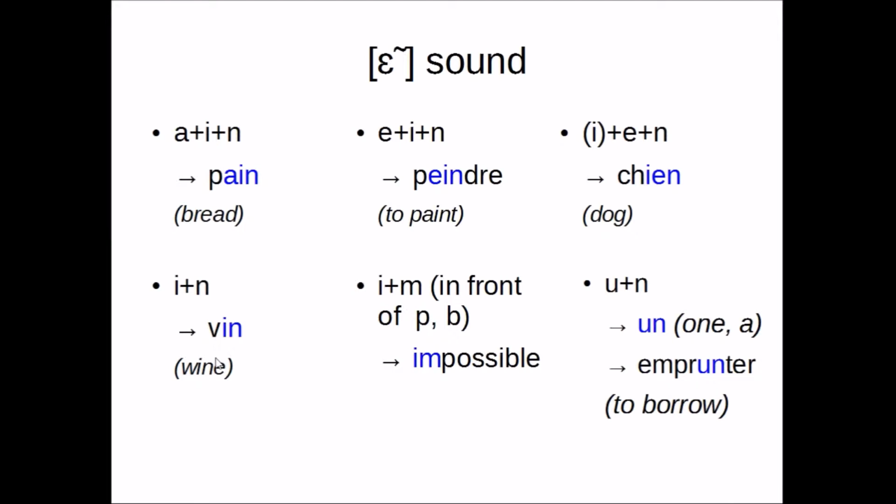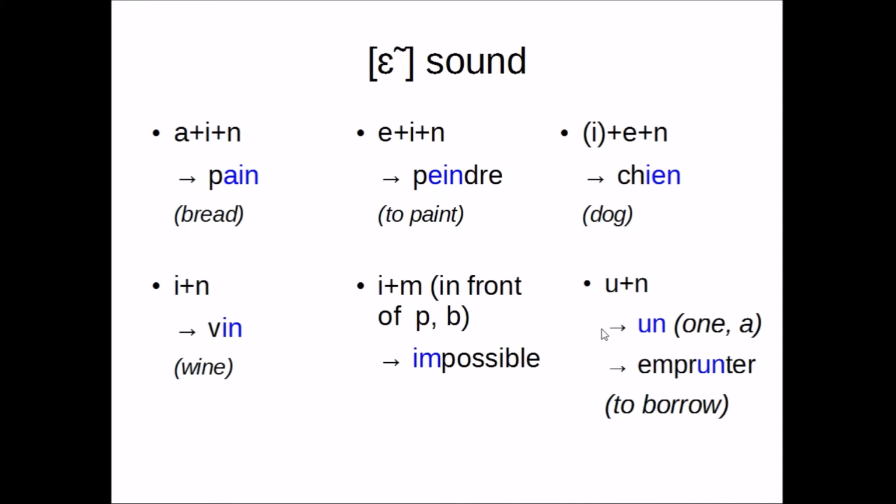If the I followed by an N is followed by a P or a B, it becomes I M. Alright, so it's like in English, you won't say "inpossible", you say "impossible" with an M, not an N. So in French, the pronunciation would not change, but the spelling will. So you say impossible.